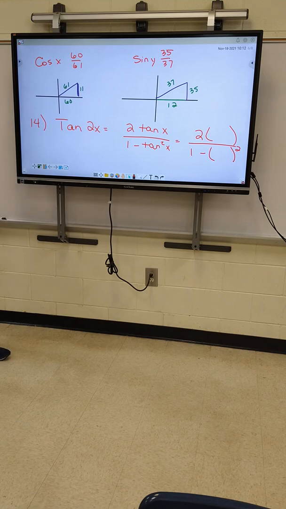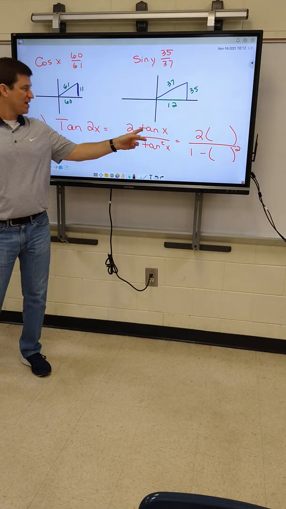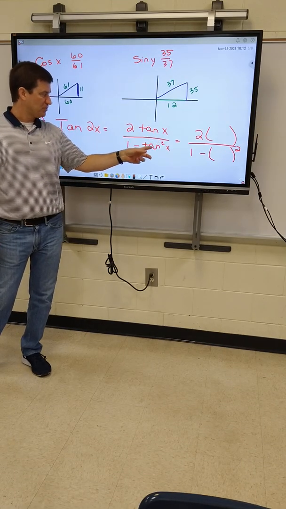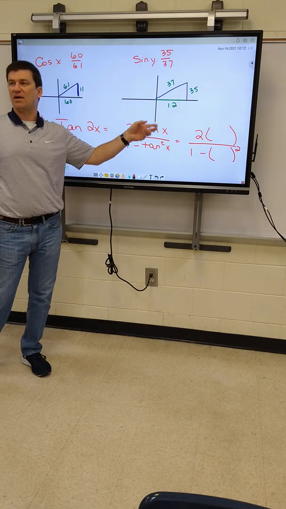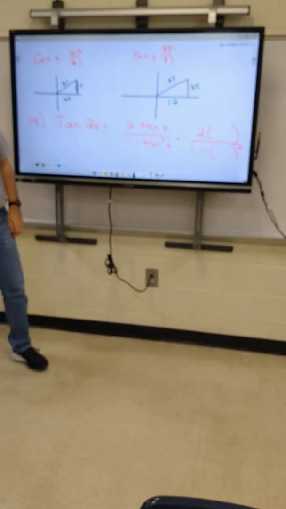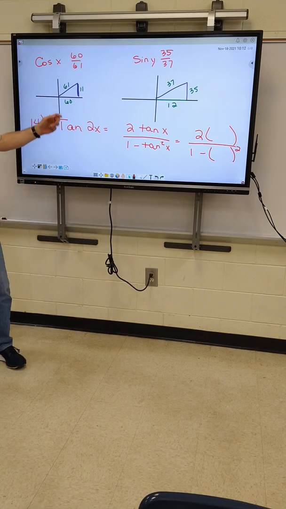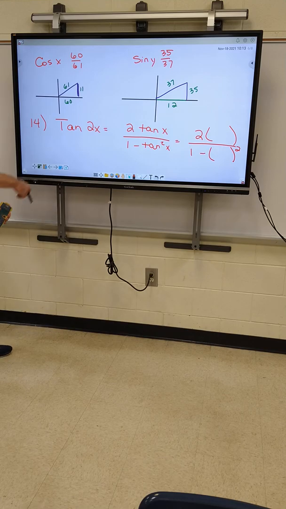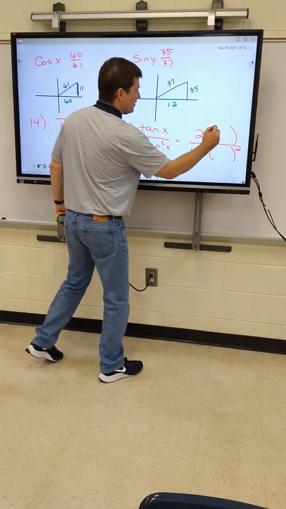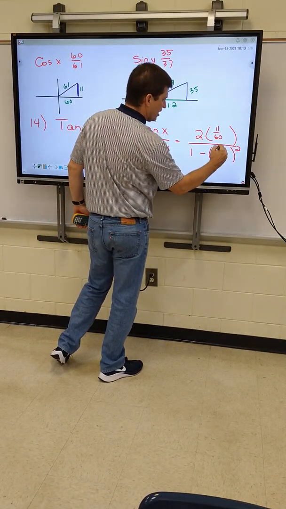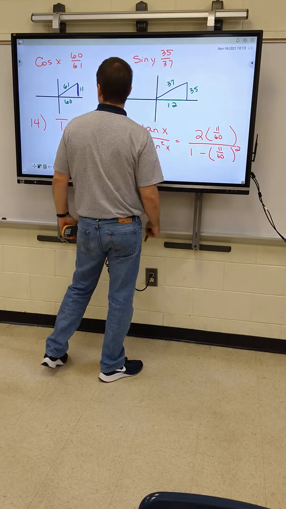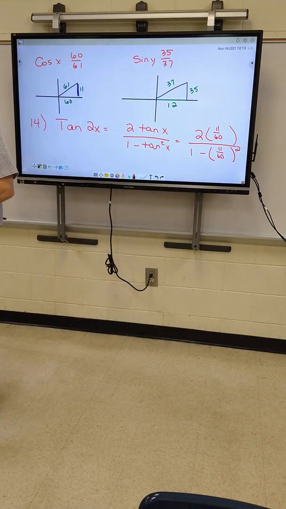The good thing about this formula is, Hunter, once I put tangent of x on top right there, I can put it on the bottom right there too, so you only got to find it one time. So, tangent of x. Hunter, which triangle do I look at? First one. What's tangent? Y over x. What's my fraction? 11 over 60. Y over x. That is true. 11 over 60 goes there, and it goes there. Type it in the calculator, and you got your answer.